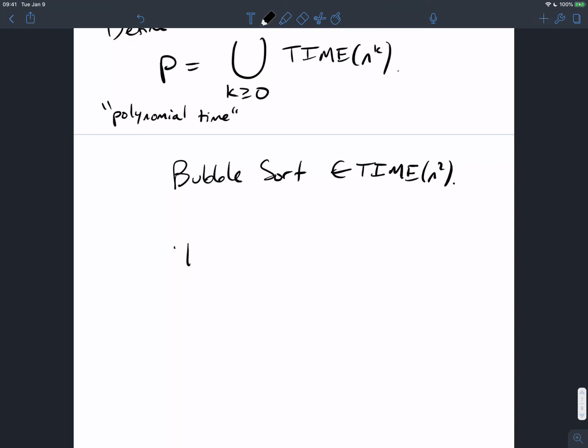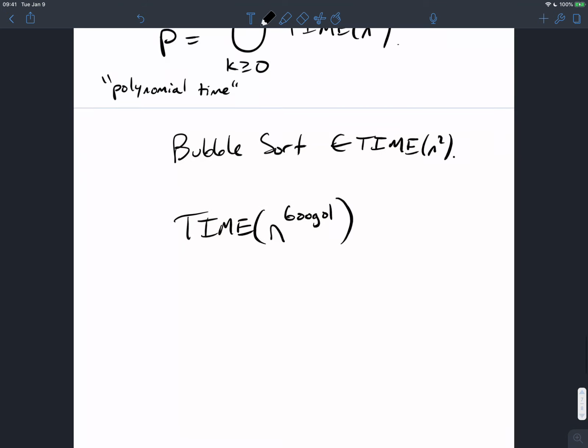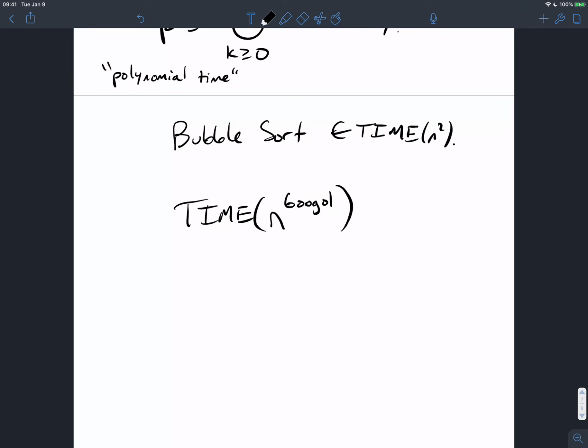If I have an algorithm that runs in time of n to the Googol, not the company, is this polynomial time? Yeah, because it's n to some number. But obviously no one would ever want to implement such an algorithm, because it's incredibly slow. So it's a red herring to say that P represents efficient. That's all I'm saying. Any questions on P?